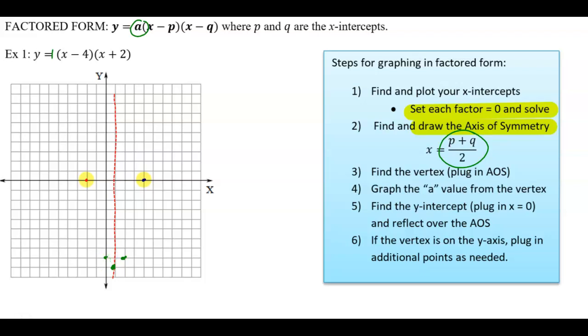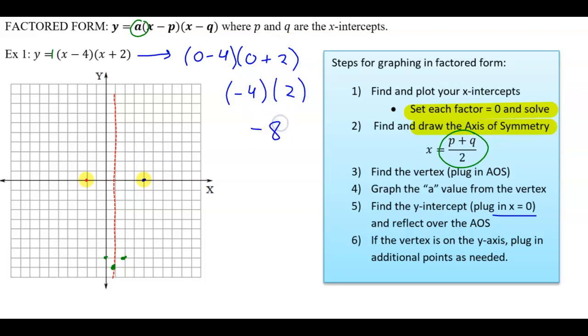But another way you can always find the y-intercept is plug in x equals 0. So in my original problem, if I plug in x equals 0, because I know if I'm on the y-axis, x equals 0, we'd get negative 4 times 2, which we can see is negative 8. We actually already found that by means of graphing the a value, but that doesn't always happen. So for example, if the vertex was over here and the a value is 1, you would still need to find the y-intercept.